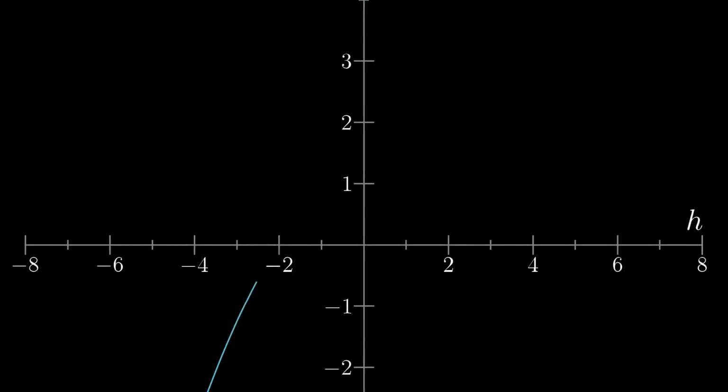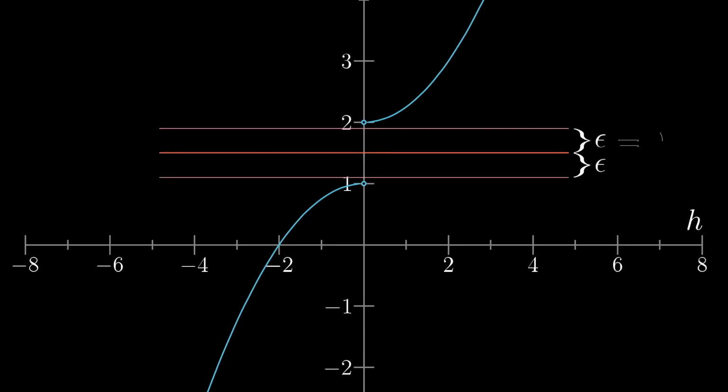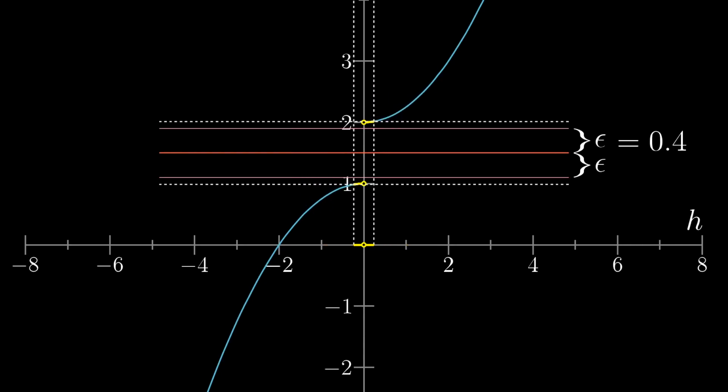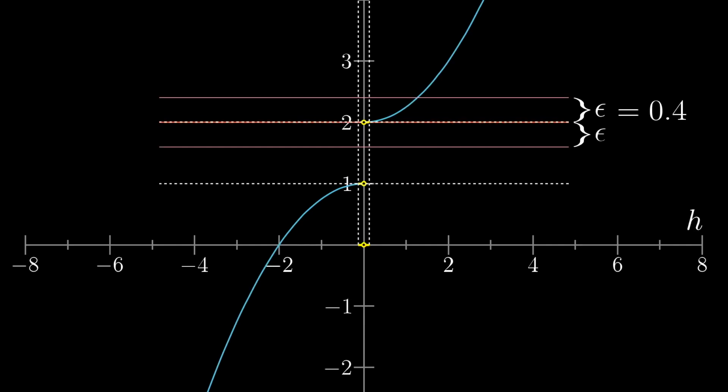In contrast, when a limit does not exist, as in this example here, you can find a sufficiently small epsilon, like 0.4, so that no matter how small you make your range around 0, no matter how tiny delta is, the corresponding range of outputs is just always too big. There is no limiting output where everything is within a distance epsilon of that output.